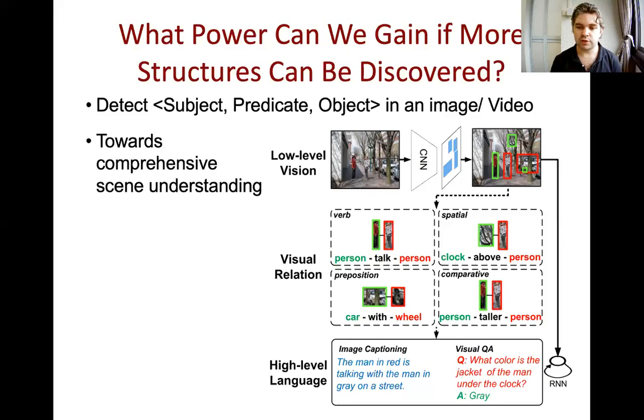A person talks to a person. There is a clock above the person. There's a car with a wheel. There's a person telling a story. And then, of course, in high-level language, you can actually explain this: the man in red is talking with the man in gray in a street. But this can be further transformed into a question answering system, where you can ask what color is the jacket of the man under the clock, and the answer can be gray. So this is a typical multimedia question answering application.